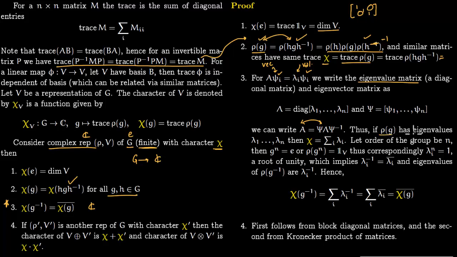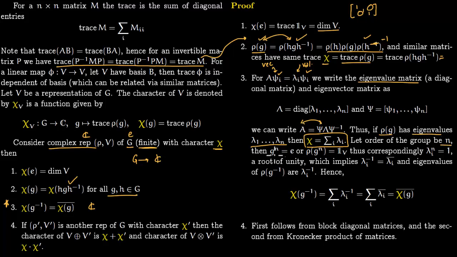So if rho of G has these eigenvalues, then since similar matrices will have the same character, you can talk about chi as being the sum of the eigenvalues. So essentially again we are using this property of similar matrices, but now applied to this thing here. So instead of A we are considering this rho of G.